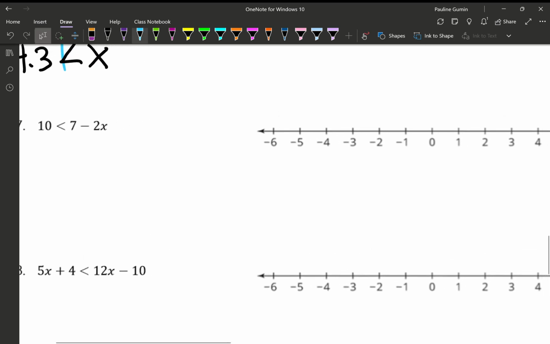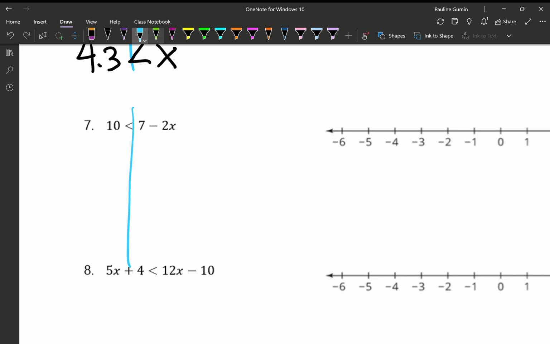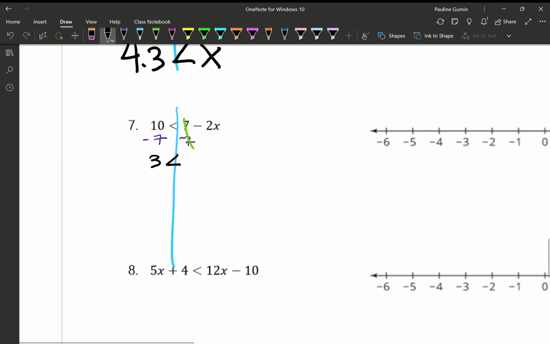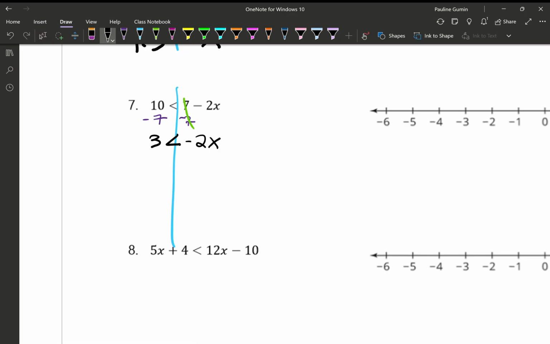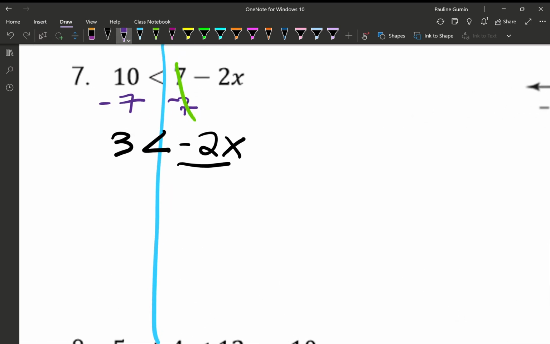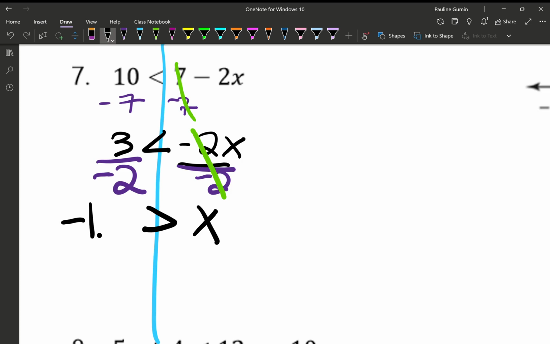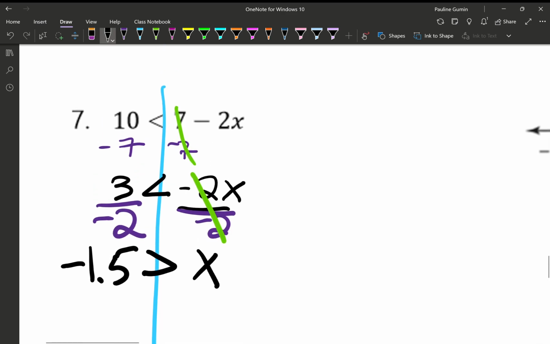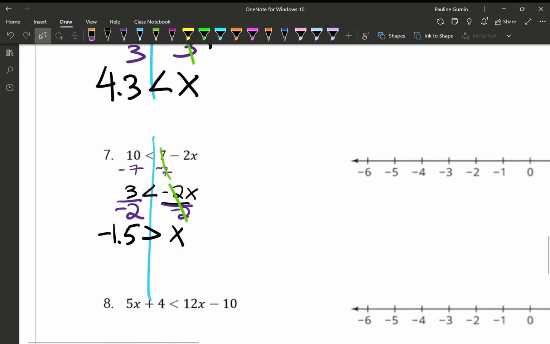Okay, number 7. Let's solve it. Line down the middle. Let's start with subtracting 7. 3 is less than negative 2x. Ooh, a negative. We're going to divide both sides by negative 2. Since we divided by a negative, flip our symbol. Do that immediately. We have x on the right and negative 1.5 on the left. So x is less than negative 1.5. So I'm going to put an open circle on negative 1.5 and draw an arrow to the left.